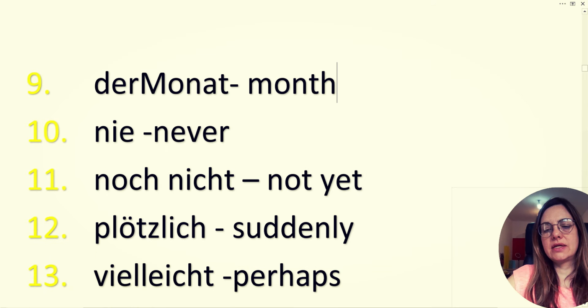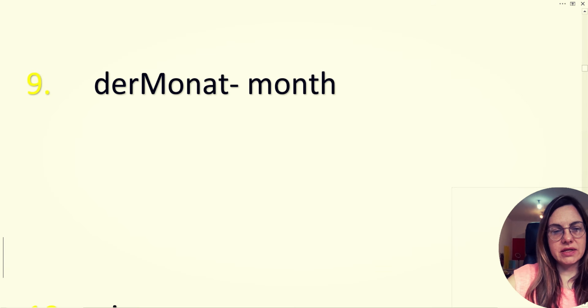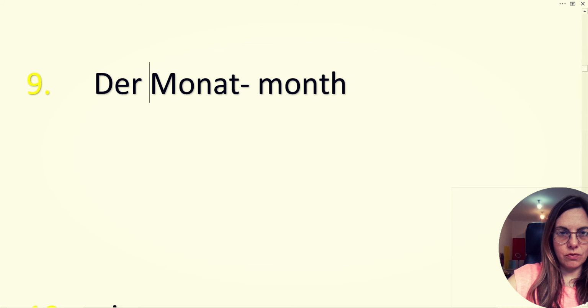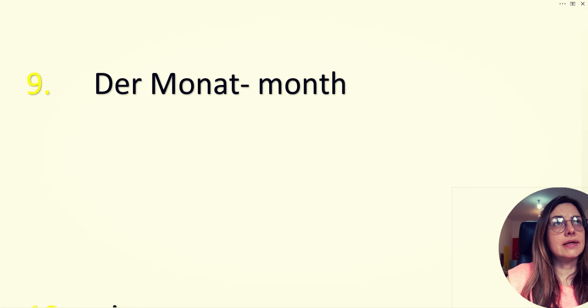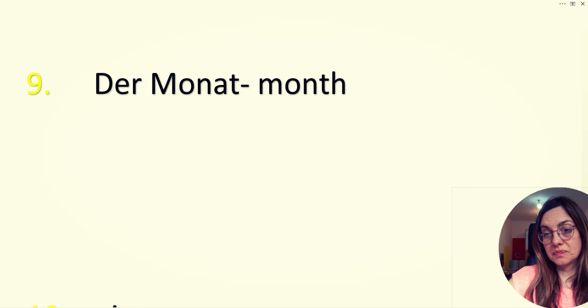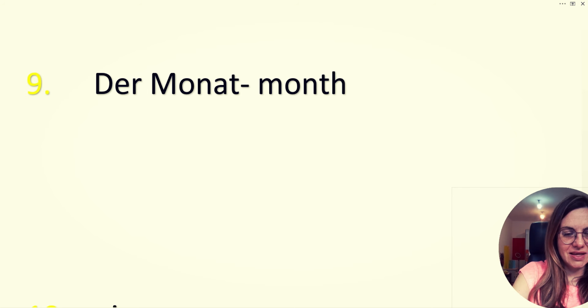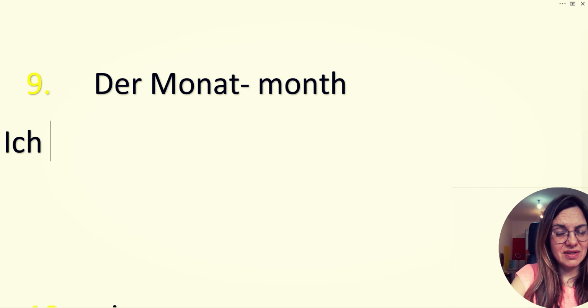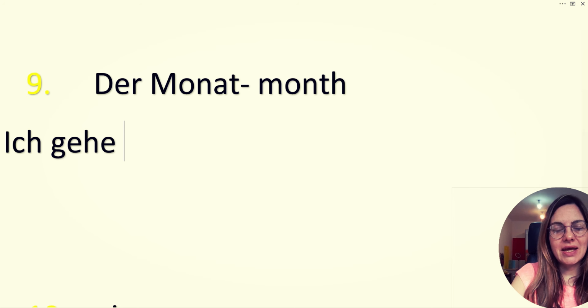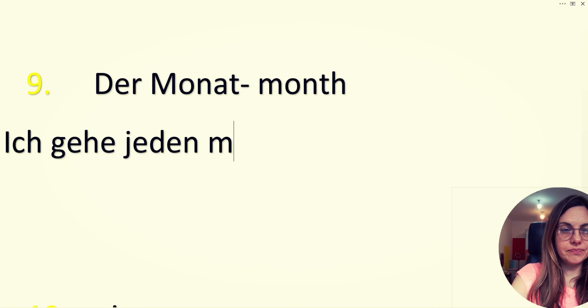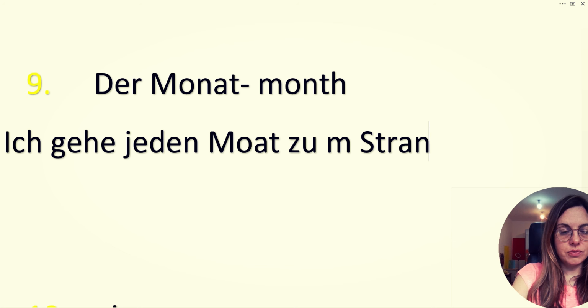Then number 9 is der Monat, and it's a month. Der Monat is a month. So if I want to say that every month I go to the beach, which is true because I live almost on the beach. So, ich gehe, every month would be jeden Monat, zum Strand, to the beach.